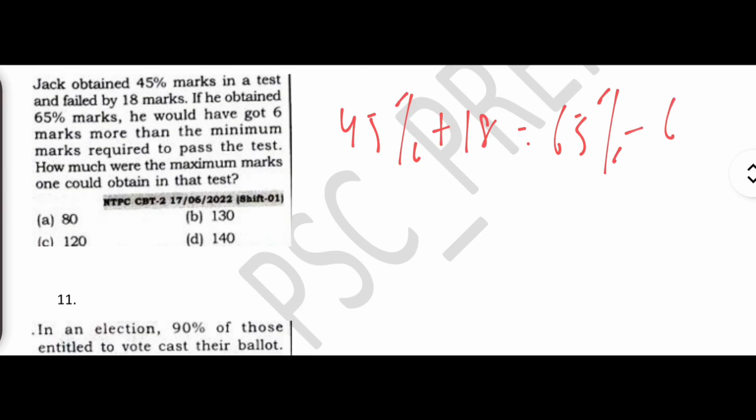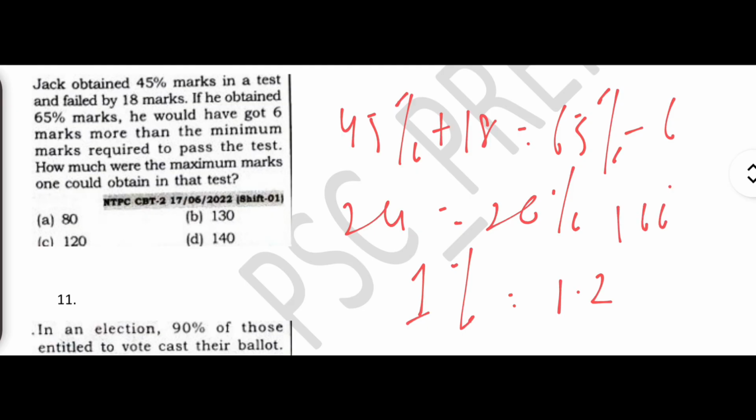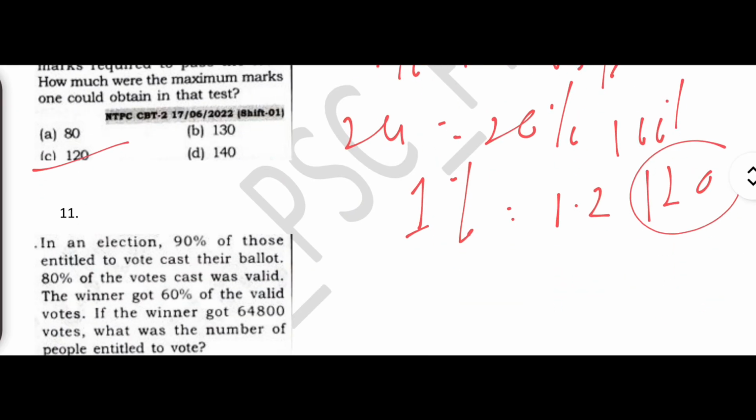We need to cancel 6 marks. So 18 plus 6 is nothing but 24, and 65 minus 45 is 20%. So 1% is how much? 1.2. If 1% is 1.2, then 100% is 120 marks. Okay.